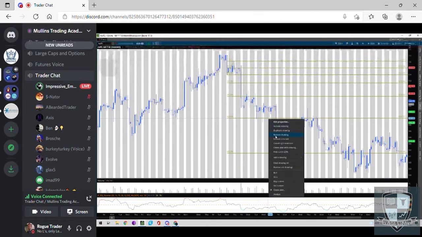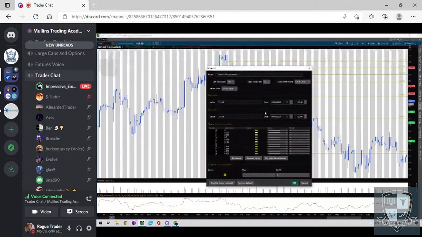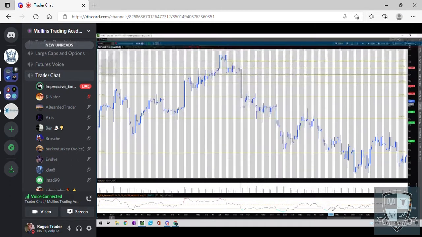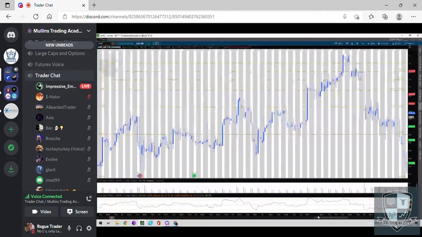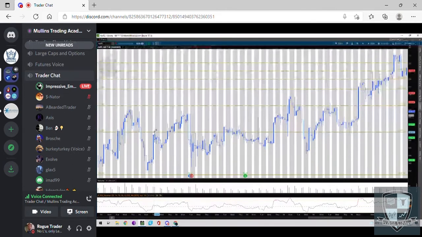So I'm going to edit this and extend it to the left and see if there's any confluence there on the left. I drew this here and now I'm looking at history to see if there's any confluence. And what you can see is there actually is quite a bit of support and resistance.